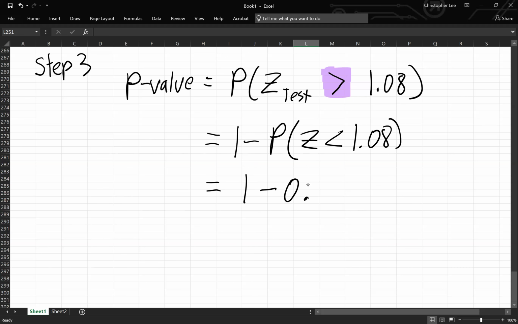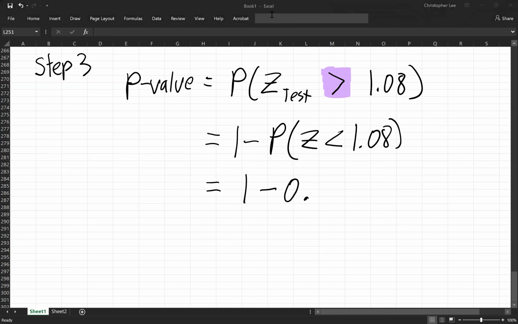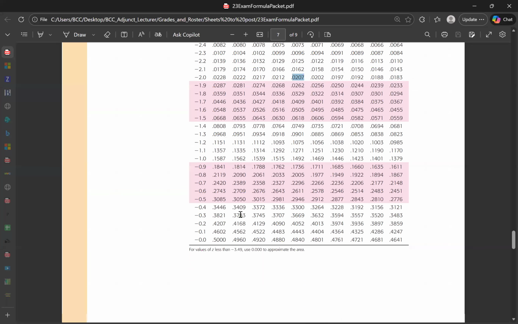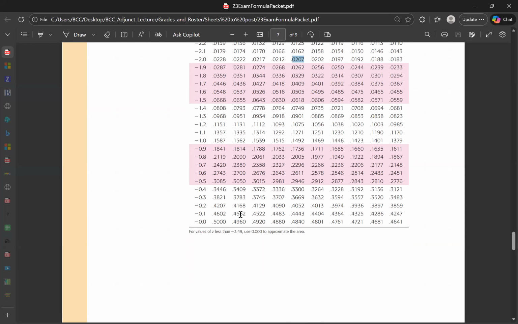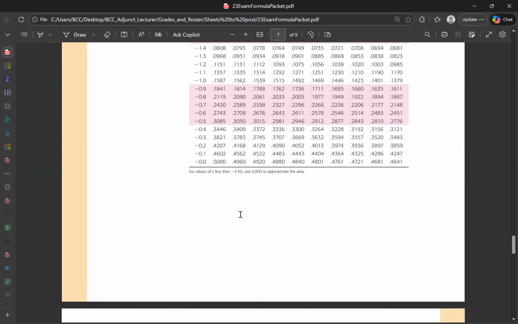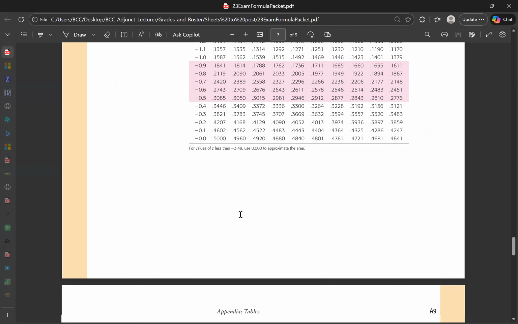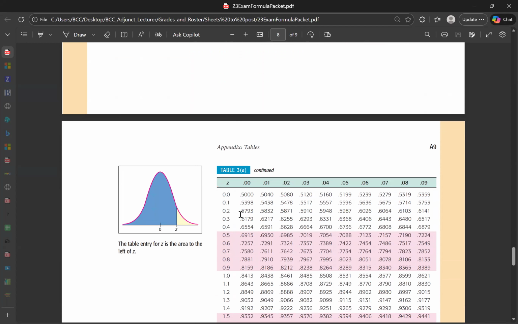No, look it up in the table. You used your calculator, so you just got the answer. That's fine. But if you're not using the calculator, you have to use the table. You have to do the 1 minus.